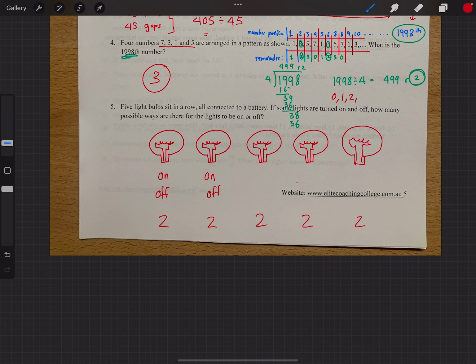Now to find all the possibilities, we have to do what? Multiply them together. Multiply all the possibilities together, and you get 2 times 2 times 2 times 2 times 2, 2 to the power 5. So this will be 4, 8, 16, 32. So the answer is there are 32 ways. There's your answer.